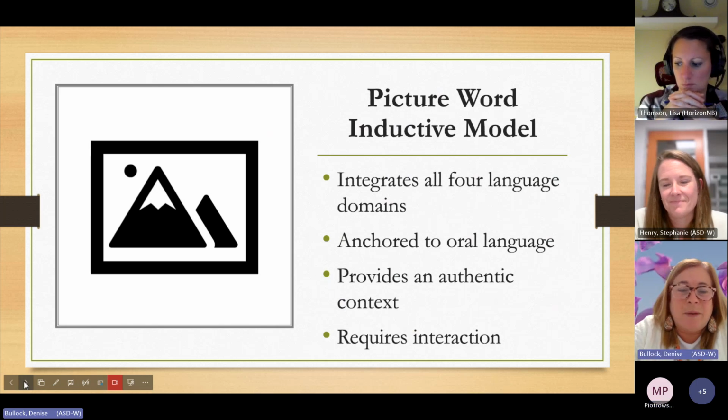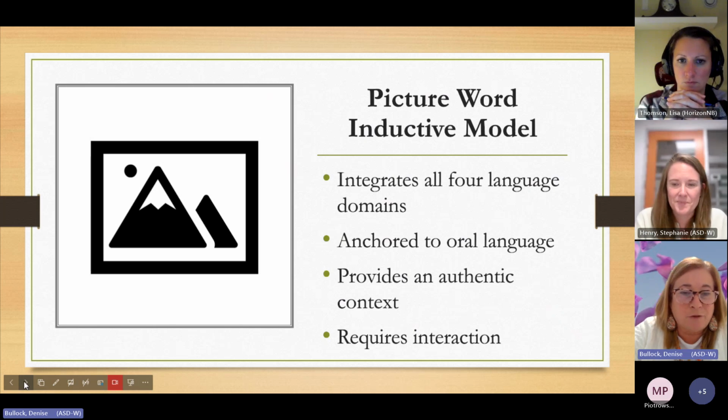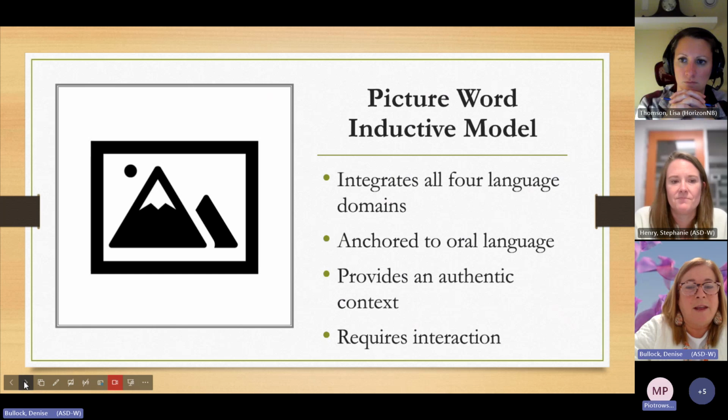Okay, and next we have the picture word induction model. For some of you, it's definitely not the first time you're hearing this, but for some, it could be the first time. We refer to it as PWIM. And again, it integrates all 4 language domains: listening, speaking, writing, reading, obviously. It's anchored to oral language, provides an authentic context, and requires interaction between the students and yourself.